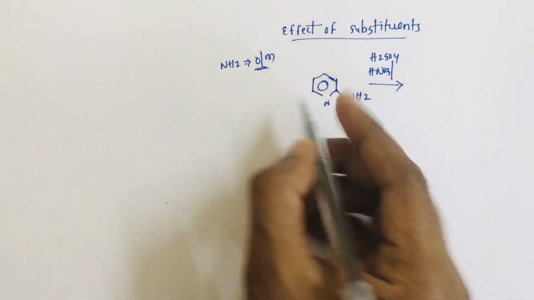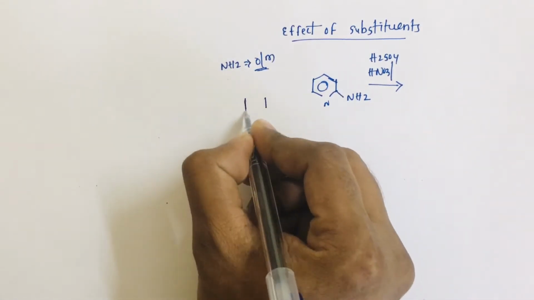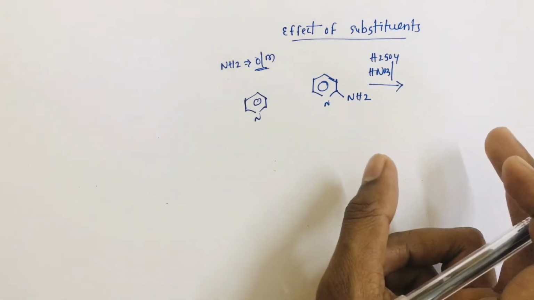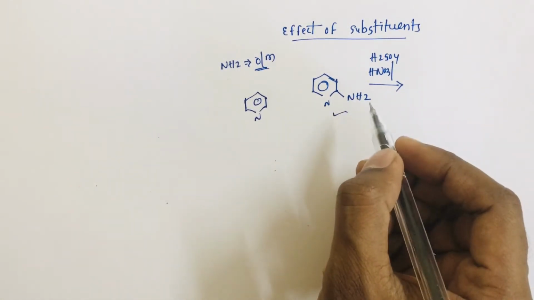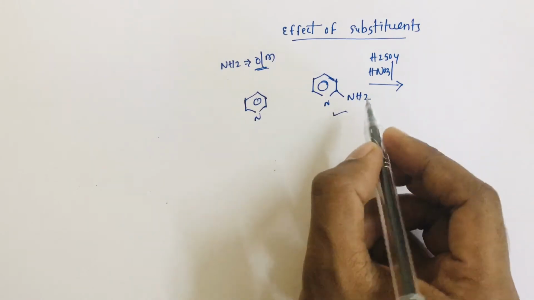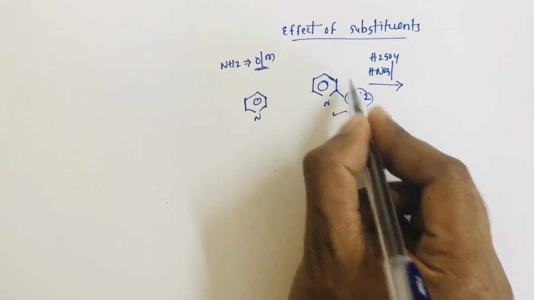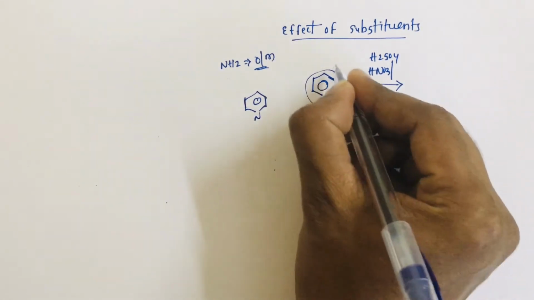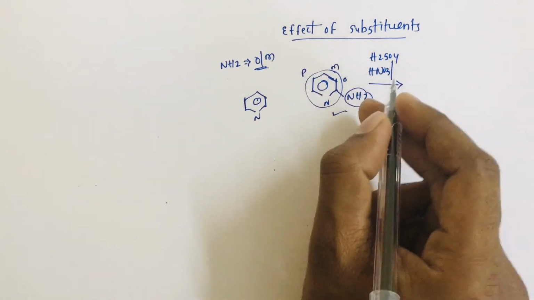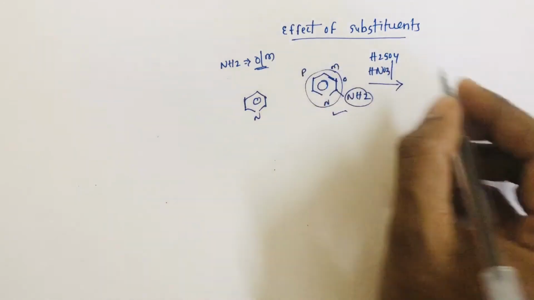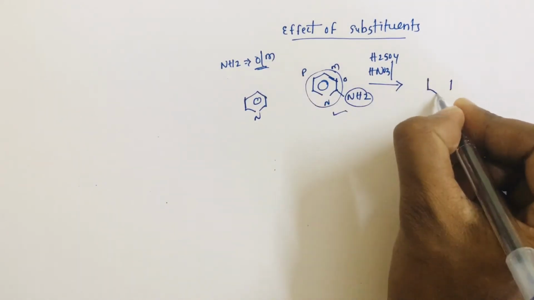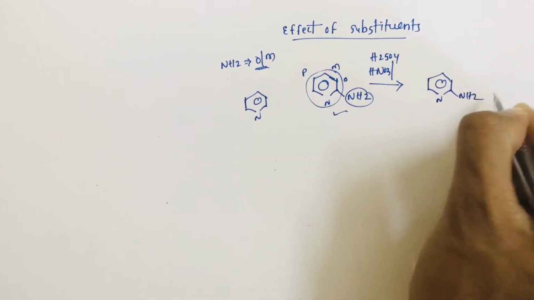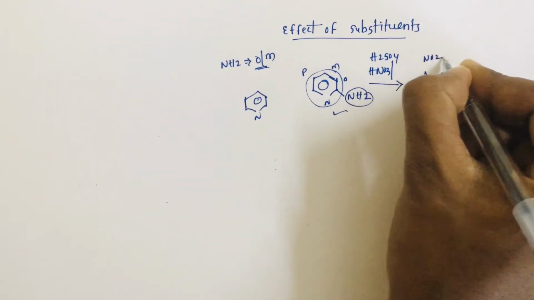So when we have a pyridine and 2-aminopyridine, which one will be more reactive towards electrophilic substitution reactions? This will be more reactive towards electrophilic substitution reactions, because here we have NH2, it gives electron density to the pyridine ring. So now we have ortho and para, so NO2 goes to the 5th position.